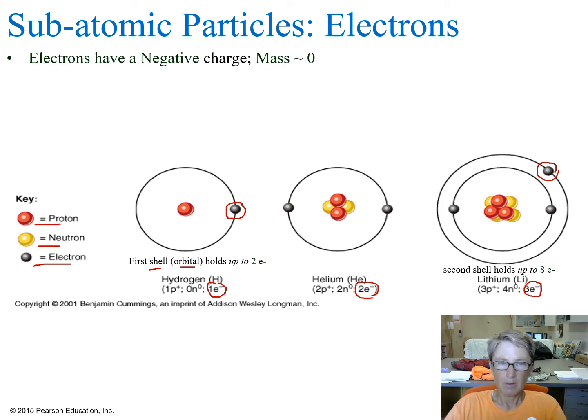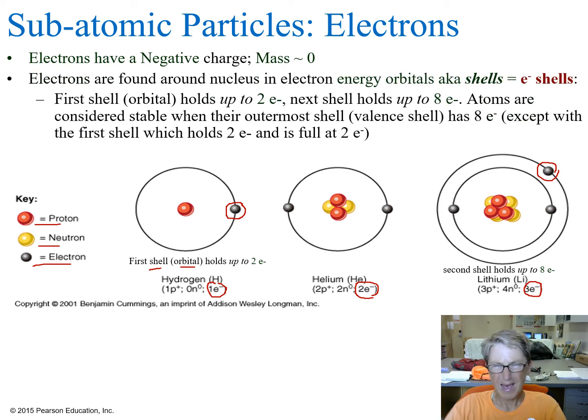We've talked about this. Electrons have a negative charge. The mass is virtually 0. Electrons are found in shells. And then we just said this. The first shell can hold 2. The second shell holds 8. The next shell holds 8. And so on.